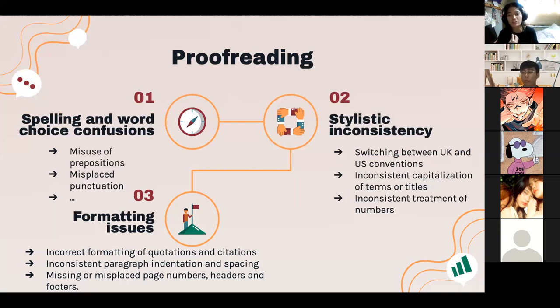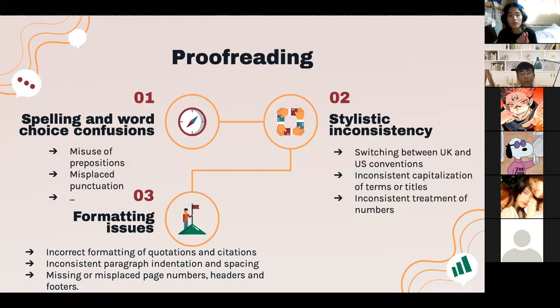Stay consistent, whether you are more comfortable with the US way of spelling or the UK way of spelling, then you stick to that. Inconsistent capitalization of terms or titles actually happens a lot also. So you want to make sure that everything is consistent throughout your paper, right? And the third one, the formatting issues.